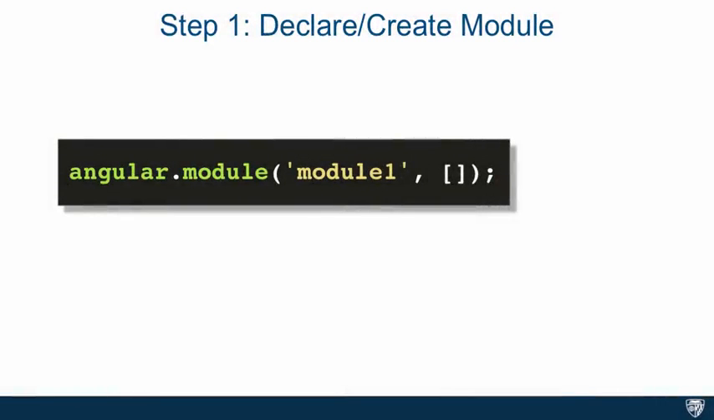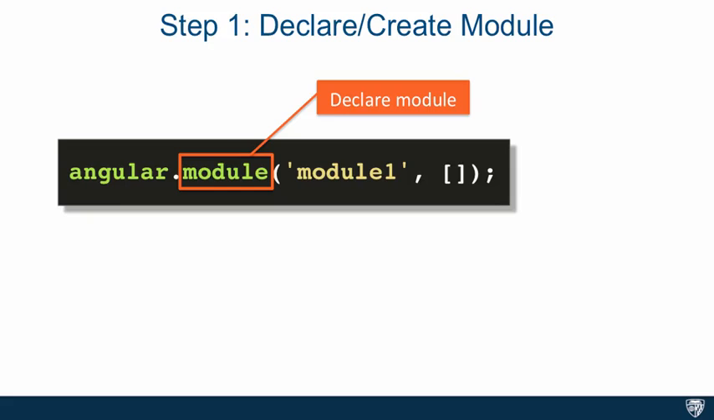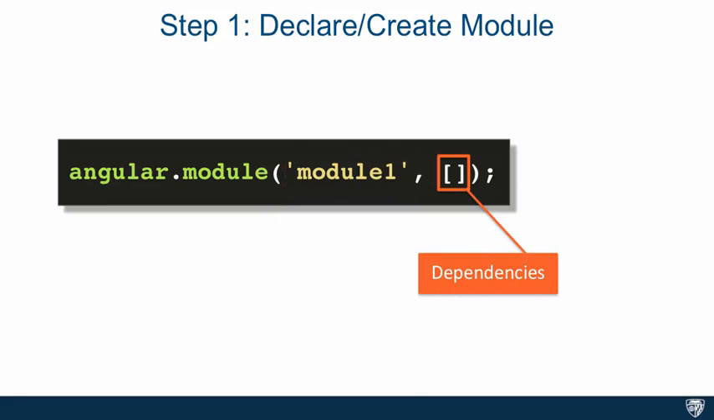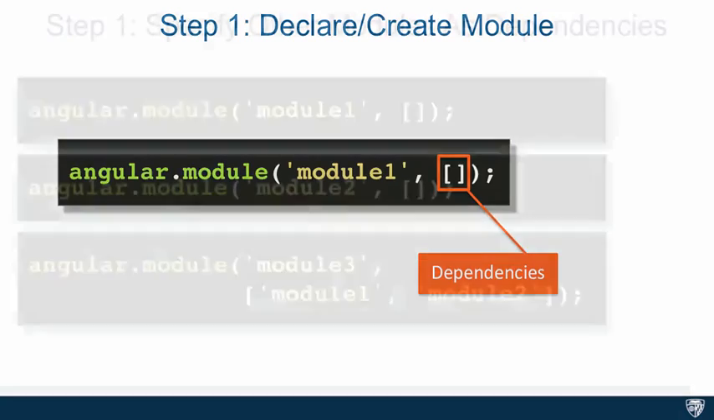The first step is for us to declare or create a module. You declare a module by calling the method module on the Angular object itself. The string name you give to the module should be unique across your entire application. Another important note to make is that if you specify a second argument in the module method, you're actually creating the module instead of simply retrieving an existing one.